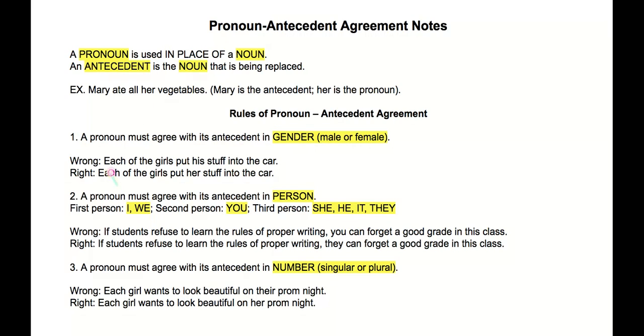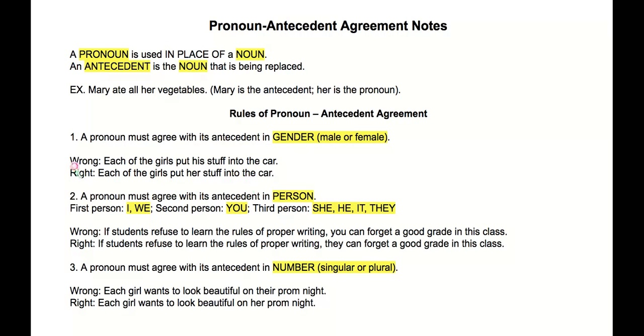We're looking at each of the girls. Each takes the place of the girls. Each is singular. Put his stuff into the car. Now we know we're trying to match with gender, and his does not match with each girl. So this one is incorrect. This one down here is correct because it uses the proper personal pronoun her. Each of the girls put her stuff into the car.